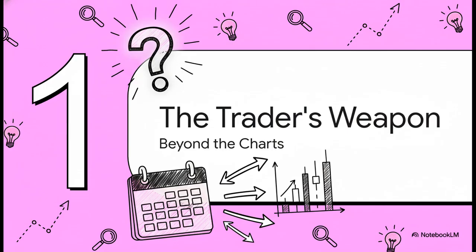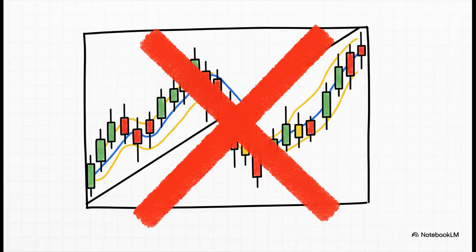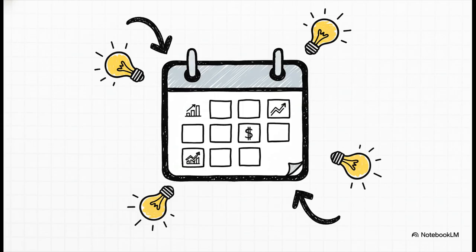Okay, so what is this secret weapon that helps us figure out the week ahead? Well, it means we have to look a little beyond our typical charts and indicators. What if I told you that the single biggest clue about the week's price action isn't on your price chart at all? It's not in your indicators, not in your trend lines, not even in last week's candles. It's this. It's the economic calendar.